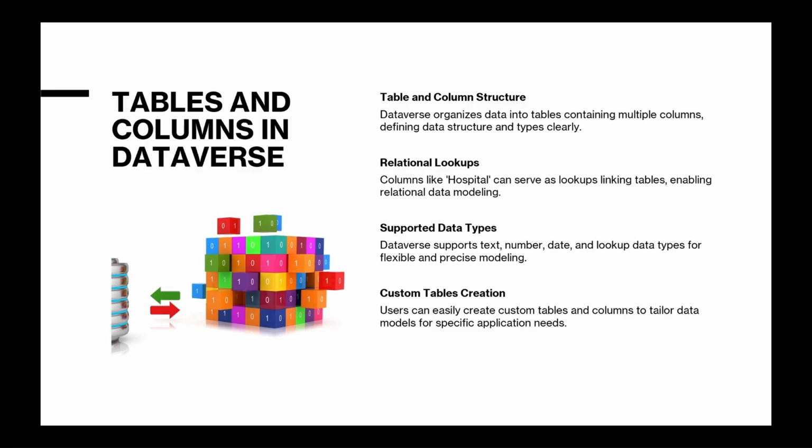So in Dataverse, data is stored in tables, which we also call entities. And each table contains columns, like a field on a form. These tables support relational lookups. They support data types like text, number, and many other data types. And users can easily create custom tables and columns to tailor their data models for a specific application. Now I'll show you how we can create a custom table and add columns to it.